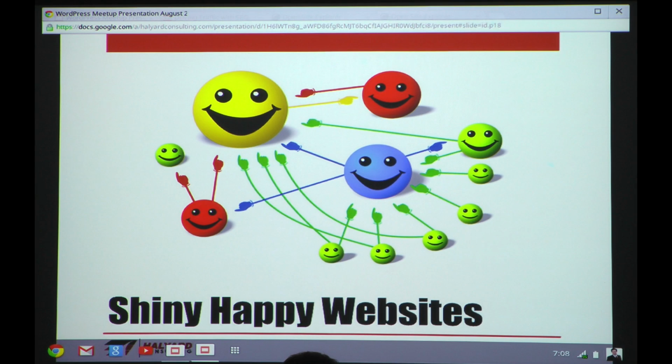So, shiny happy websites. This is what it looks like in a visual sense for link popularity. What we have down here are the small little soccer mom blogs where they're at home taking care of the kid and they're writing one or two blogs when the kid's asleep or something like that. Nobody's really reading it except for their friends, and they're all then pointing to, let's say, mommybloggers.com.